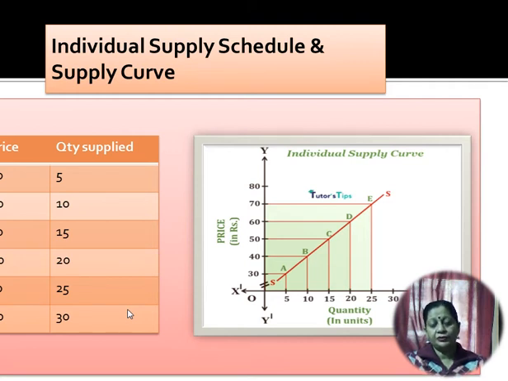So if we draw a graph of this, we have x and y axes. On the y axis there are prices, and on the x axis there is quantity supplied. So here you can see the upward sloping line that is known as the supply curve. So when only one seller's quantity is represented in a tabular form, that is known as the individual supply schedule.